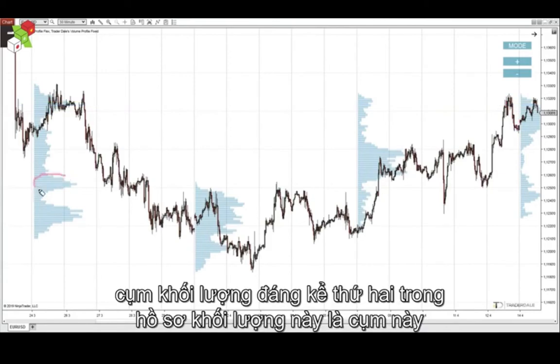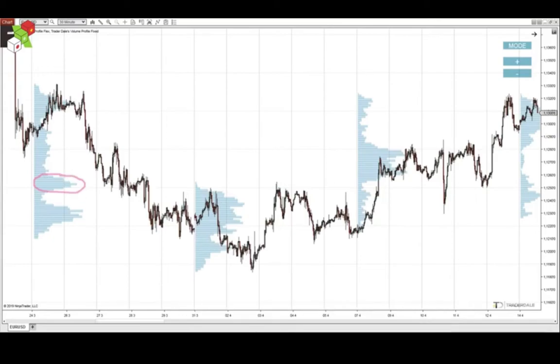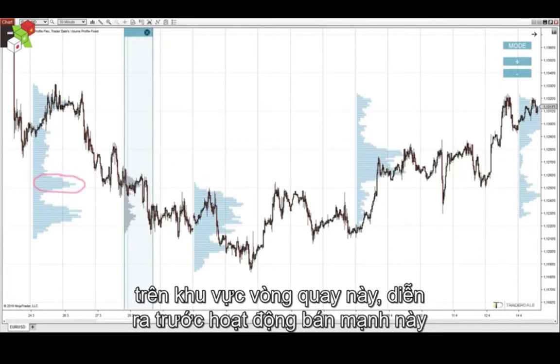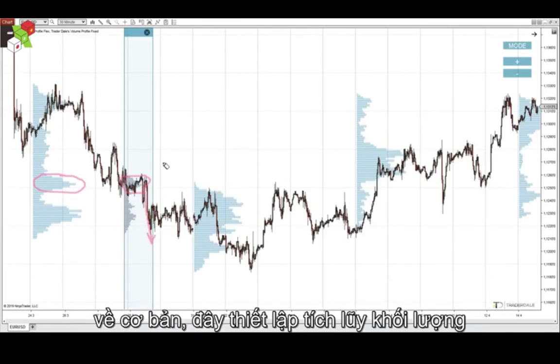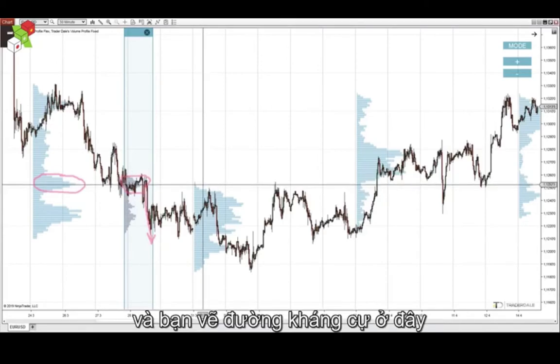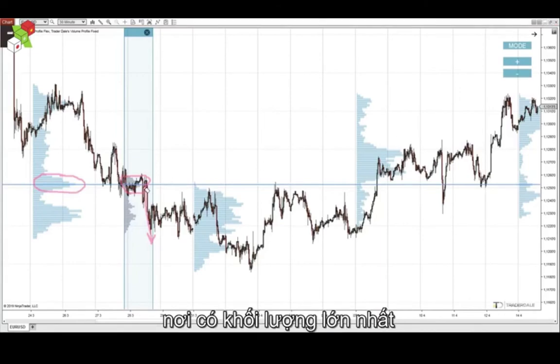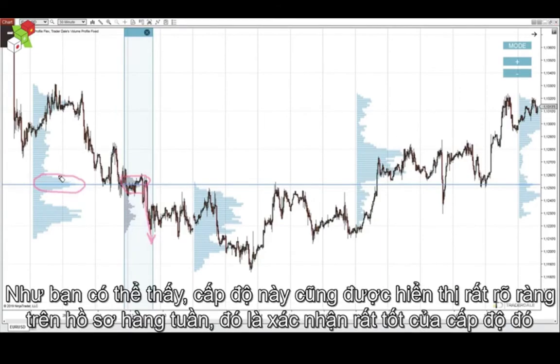Now the second significant volume cluster in this volume profile is this one. And let me use the flexible profile over this rotation area, which took place before this aggressive selling activity. And this is basically the volume accumulation setup, and you draw the line, the resistance line, in here, where the volumes were the heaviest. As you can see, this level is also very nicely visible on the weekly profile, which is very nice confirmation of the level.